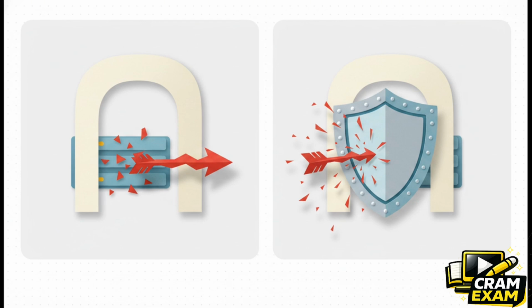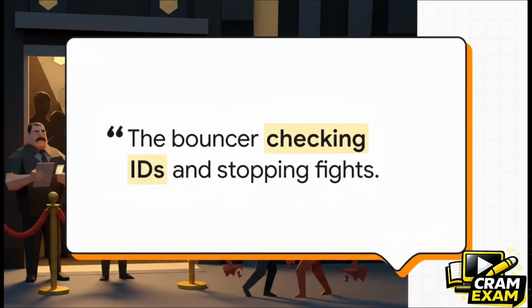With API Gateway, that bad request is killed immediately at the door. Your backend never even wakes up. You save compute, you save money, and you maintain absolute security. Oh, now I get it.